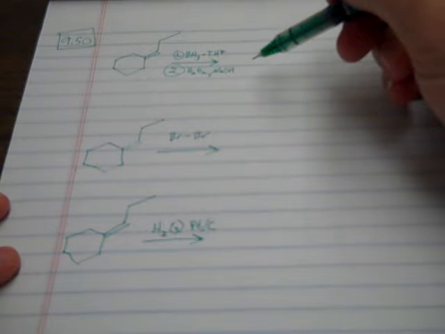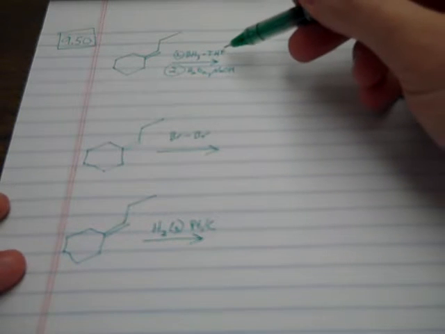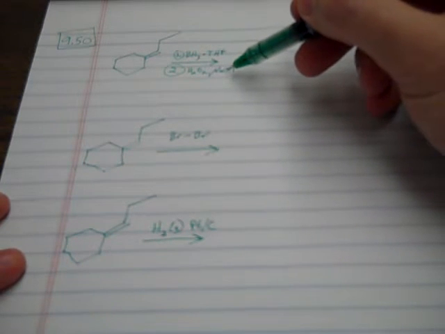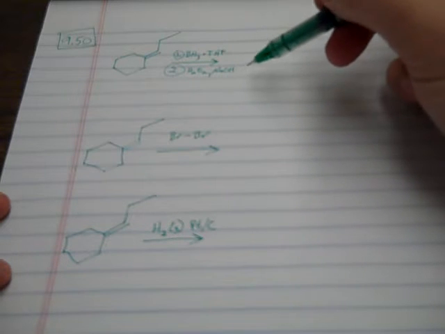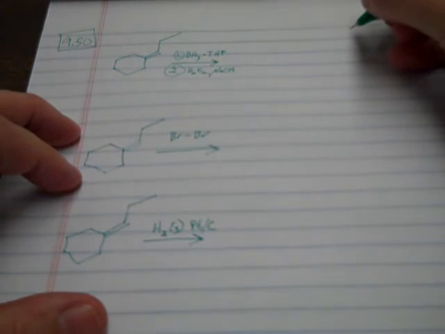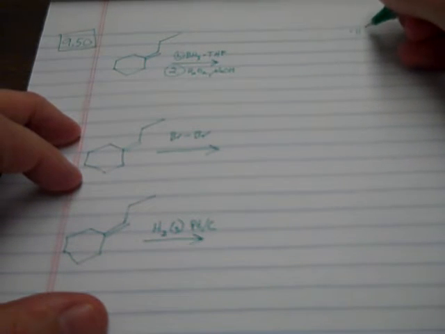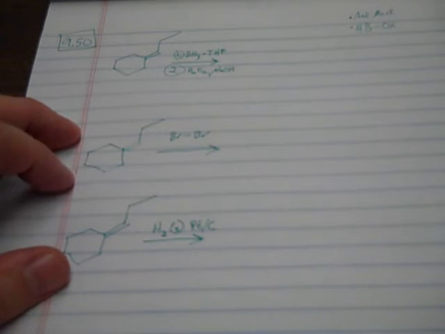In this first section of the problem, we're first treating the alkene with borane THF followed by a basic mixture of hydrogen peroxide. What I want you to first recognize is that this is a hydroboration oxidation, which I'll abbreviate as HBOX. So this is an example of an anti-Markovnikov hydration of an alkene. We'll abbreviate that as anti-Mark.